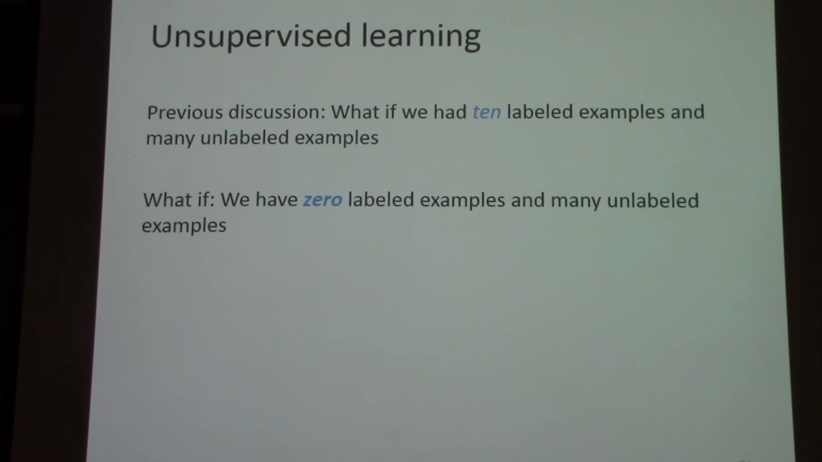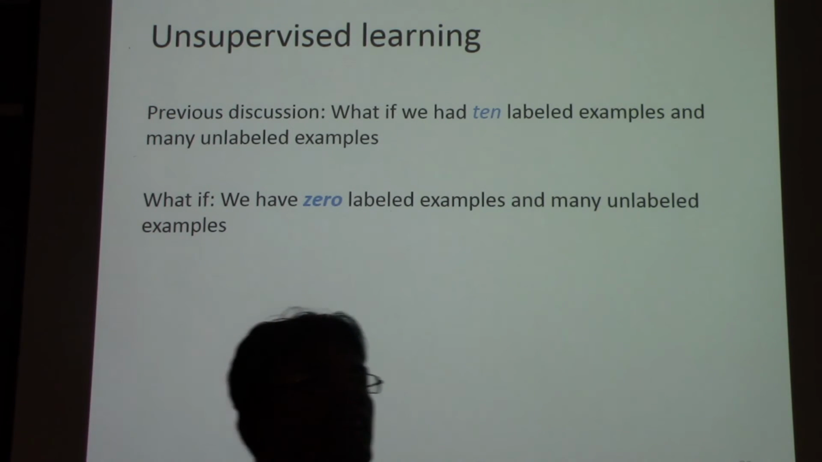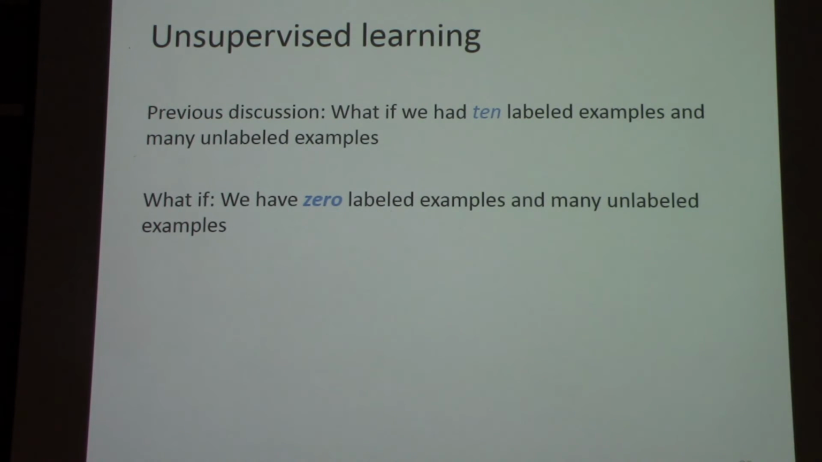So we had supervised data. What can you do if you don't have any supervised data? Or instead of 10 labeled examples, what if you have only 0 labeled examples? What can you do?